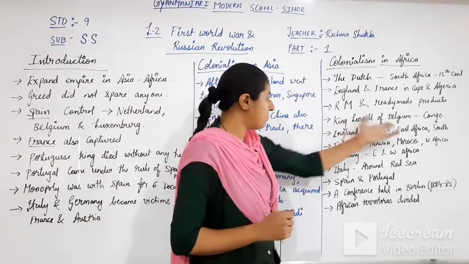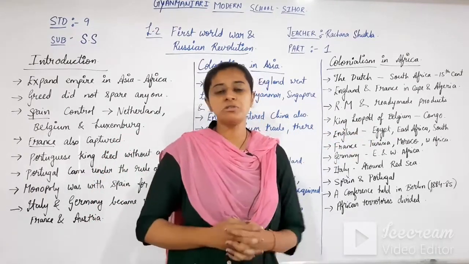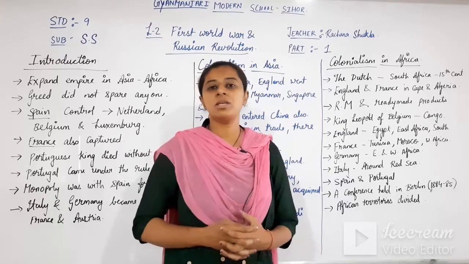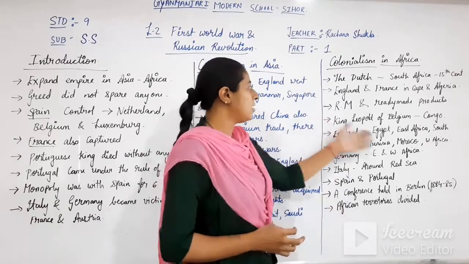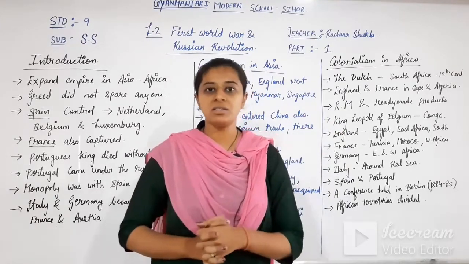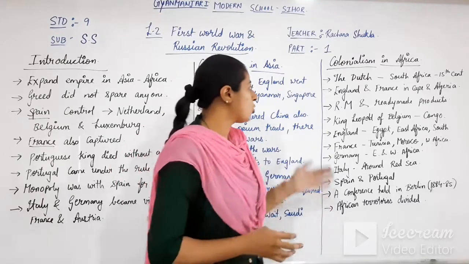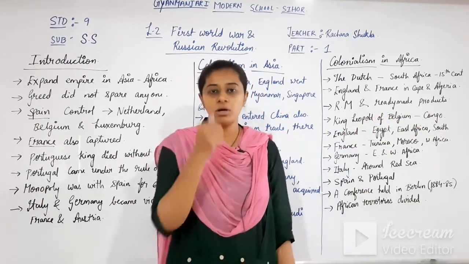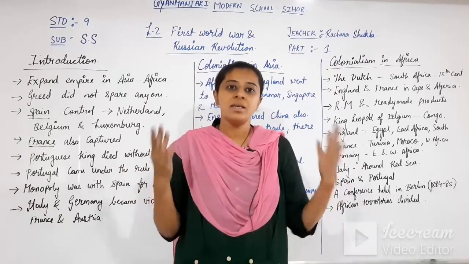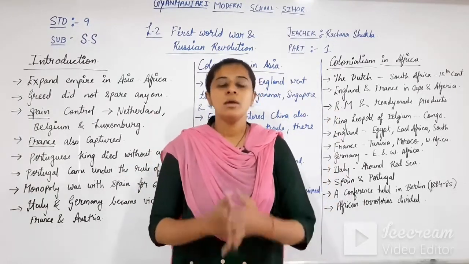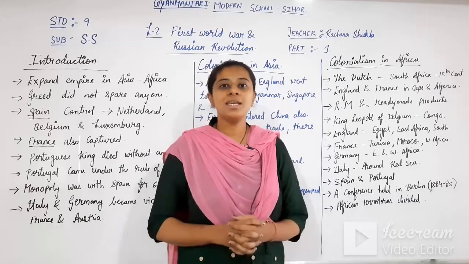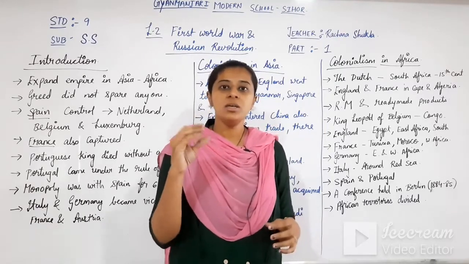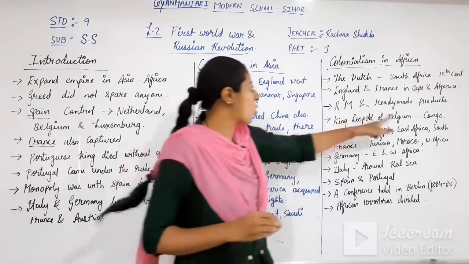Now what happened? Belgium, a small country of Europe. At that time the king of Belgium was King Leopold. Who was the king of Belgium? King Leopold. So he captured a country named Congo. You might have heard of it, or you can open your atlas and find out where Congo is. So he captured a small country of Africa, that is Congo.